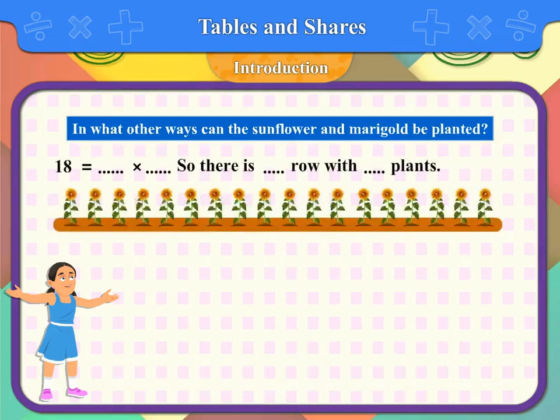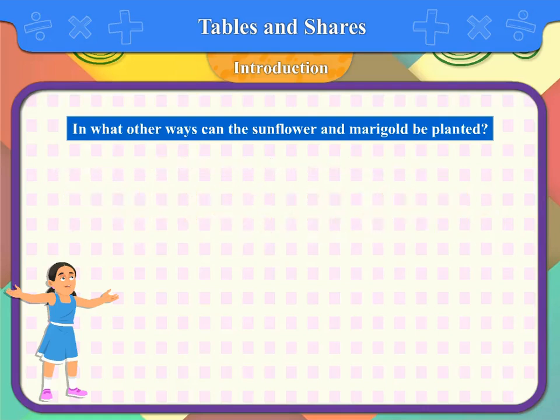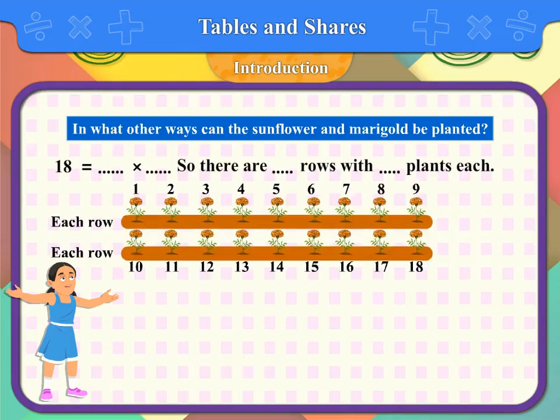The number of sunflower plants is 18 and they are arranged in one line only. So, from this we can write 18 as 1 into 18. That means there are 18 plants in one line. The number of sunflower plants is 18. But here they are arranged in 2 rows, which means on multiplying 2 by 9, the product obtained is 18. Therefore, 18 is equal to 2 into 9. So, there are 2 rows with 9 plants in each row.